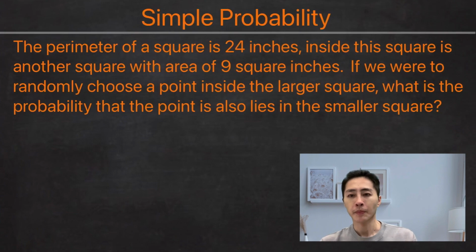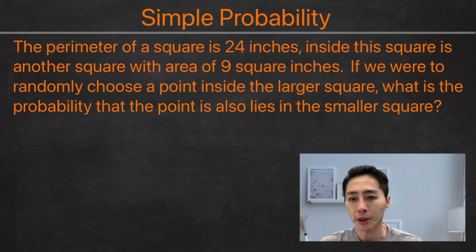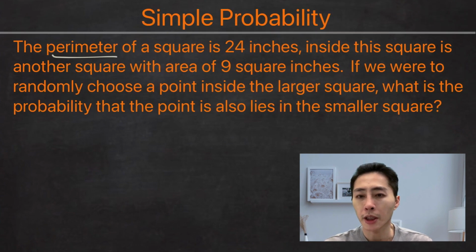Now here is another one. The perimeter of a square is 24 inches. Inside the square is another square with an area of 9 square inches. If we were to randomly choose a point inside the larger square, what is the probability that the point also lies in the smaller square? Okay, so this question sounds confusing because they're giving you perimeter and also area.